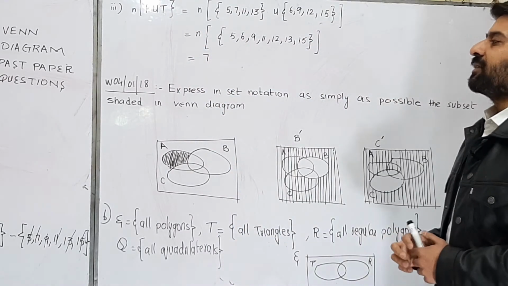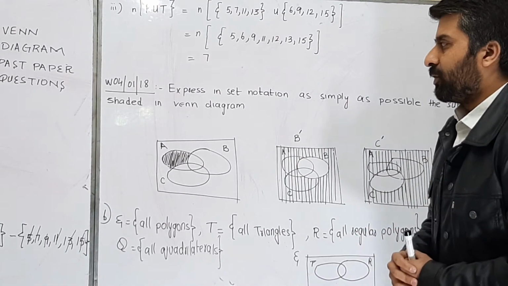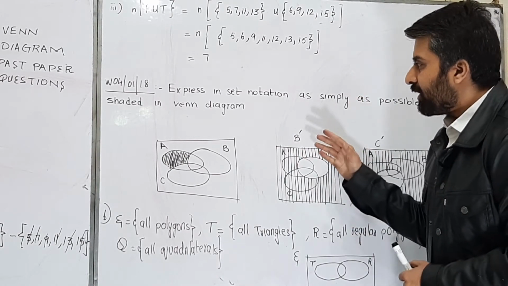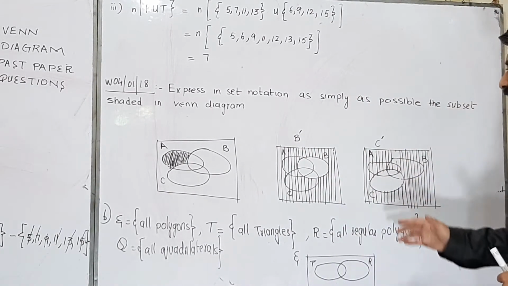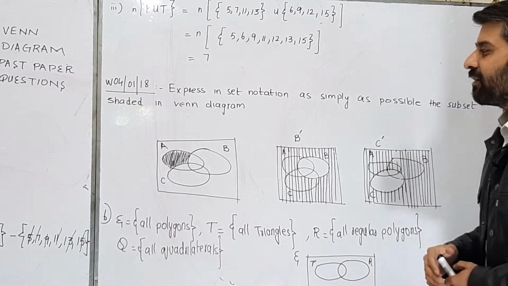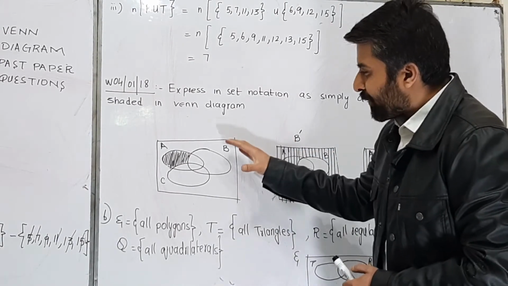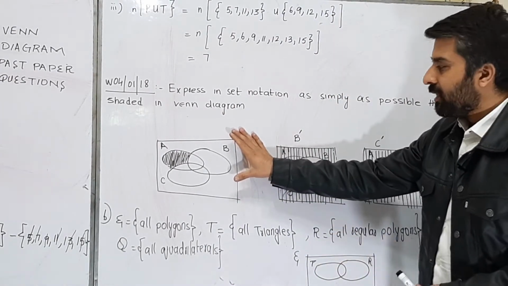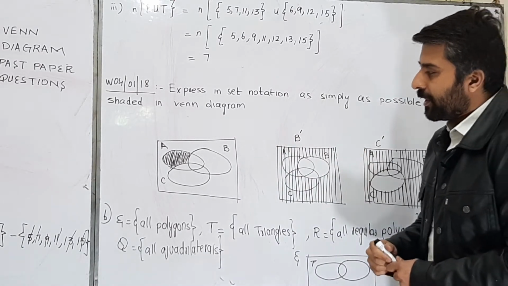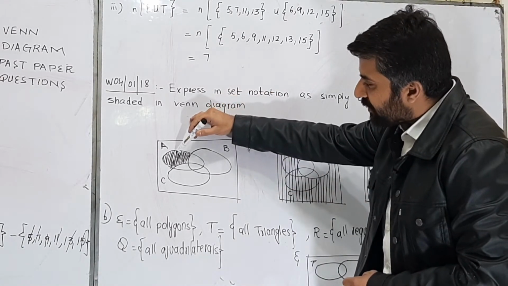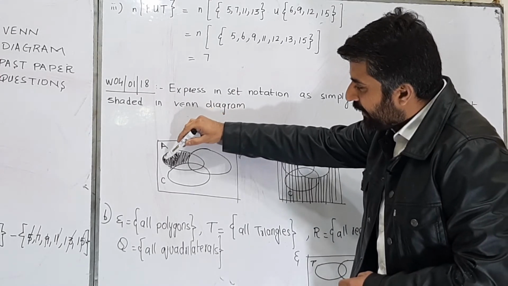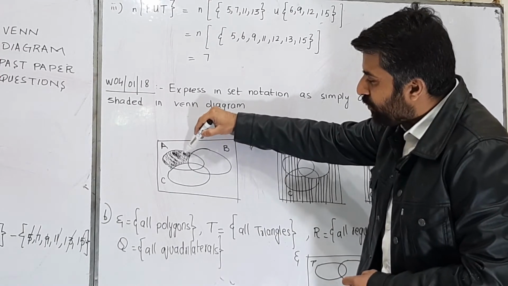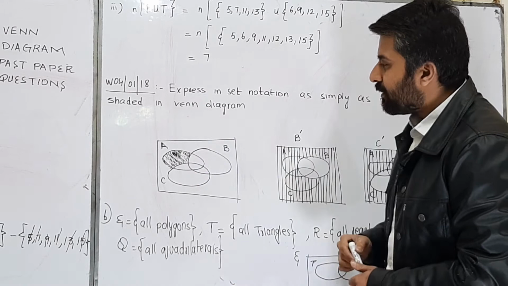The next question is from Winter 4. Question number 18, and that is: express in set notation as simply as possible the subset shaded in the Venn diagram. Now this is the diagram which is given in your question. These are supportive diagrams. You have to answer which subset this shaded region is, and how we can denote it in set notation.